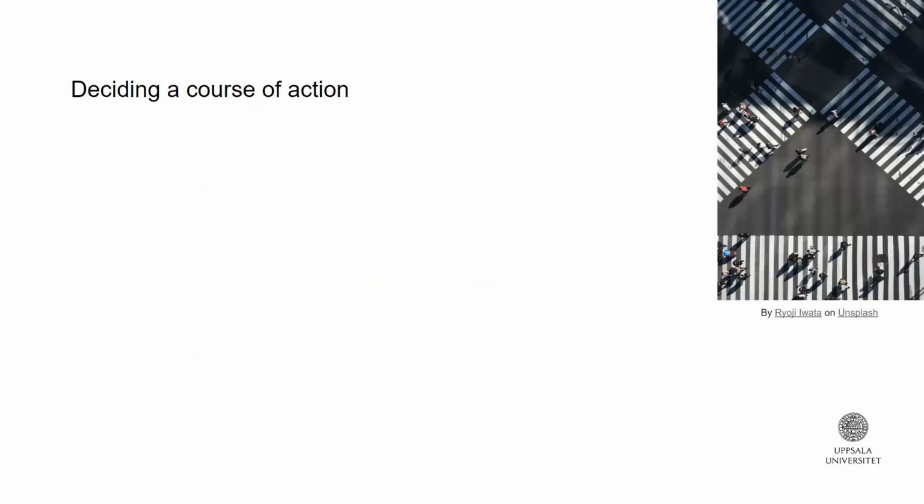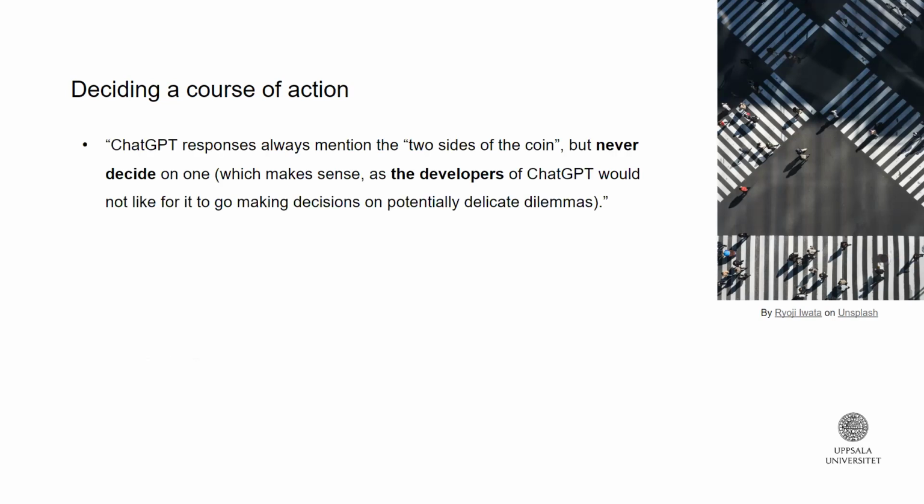Then, as I said, it was awareness, responsibility, critical thinking, and outcomes and action. So we have a picture here of several roads that go together, and it's humans walking and deciding which road they take. Why? Because, and I really tried this as well, ChatGPT doesn't decide a course of action. You can't force it, or at my level, I couldn't force it to give me one course of action. It would present you, as the student says, with the two sides of the coin, but never decide on one. And the students thought maybe this is what the developers wanted. You don't want ChatGPT to make decisions on potentially delicate dilemmas.